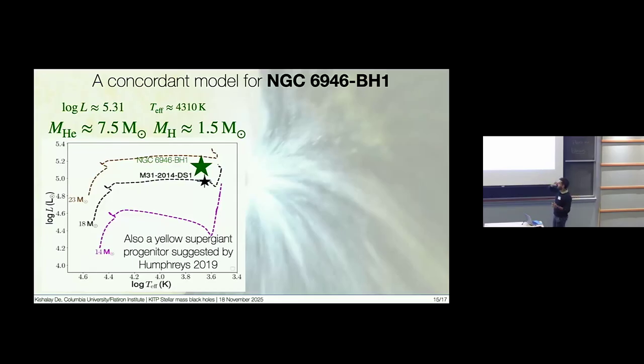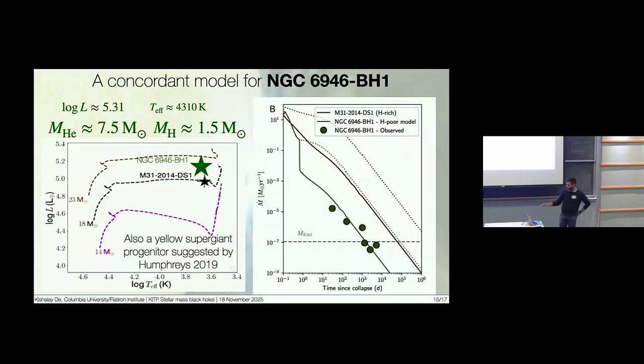Turns out that you can come up with these parameters, which is roughly about log L of 5.3, which corresponds to a helium core mass of about 7.5 solar masses. And you repeat the entire infrastructure again for this source, run our model for this source. Turns out that you can very nicely explain why this source is fading so slowly with time.